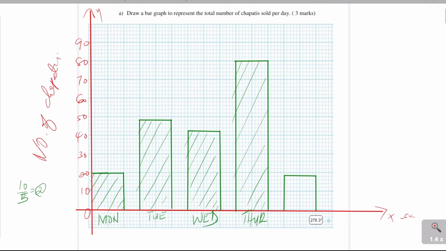You should be very careful about the scale. 1 centimeter represents 10, and in that 10 centimeter there are 5 small squares. So one small square is 10 divided by 5, that is 2. So that is Friday. So these are the days of the week and the number of chapatis. So that is the bar graph showing the number of chapatis sold per day.